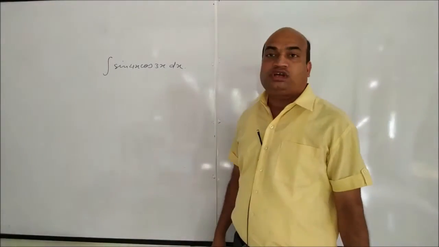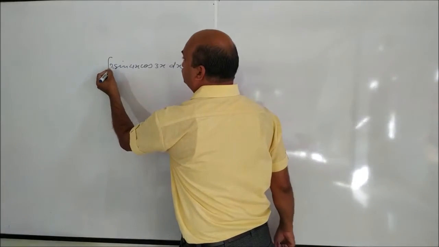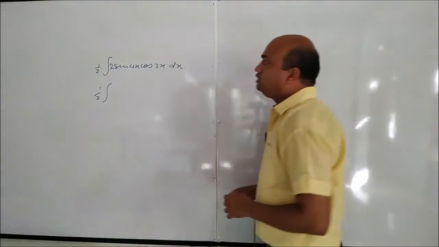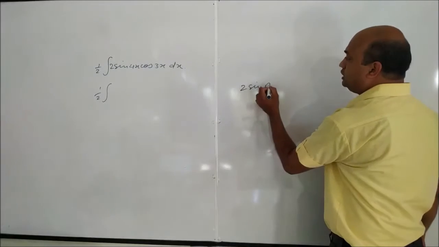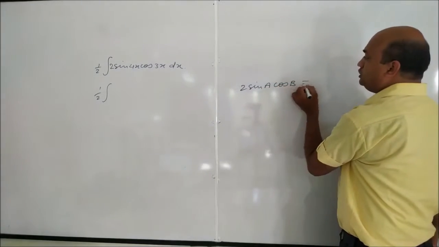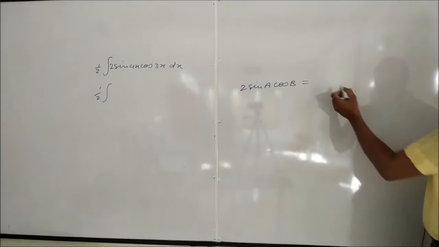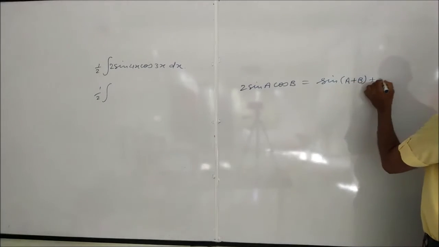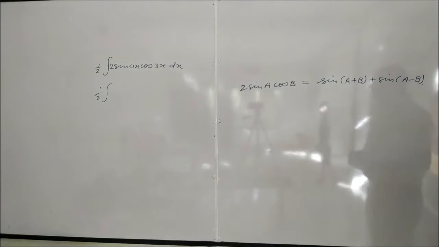Integration sin 4x cos 3x dx. Okay, what we do? Multiply it by 2 and divide by the same. Integration. Now here 2 sin a cos b. What is the formula of 2 sin a cos b? It is sin a plus b plus sin a minus b. Okay, sin a plus b plus sin a minus b.